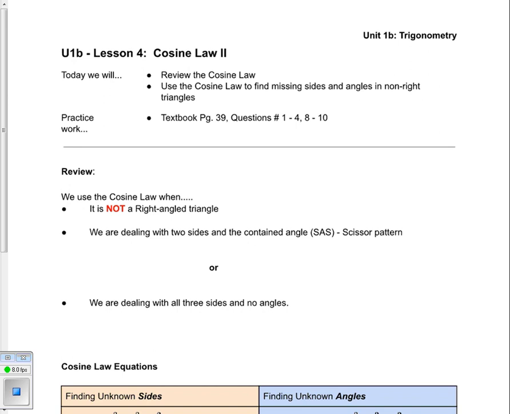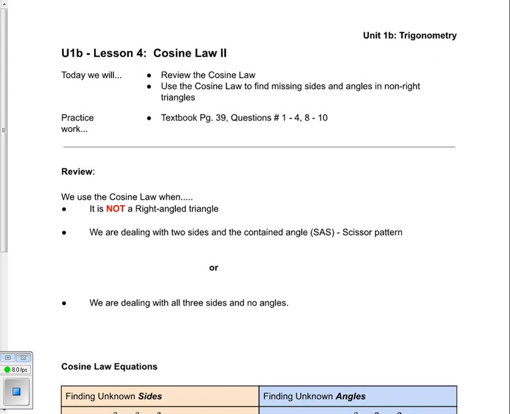potentially use cosine law. The other time when you can use cosine law is when you do not have an angle opposite side pairing. If you don't have that key, that complete ratio, then you can't use the sine law, and therefore you must use cosine law.